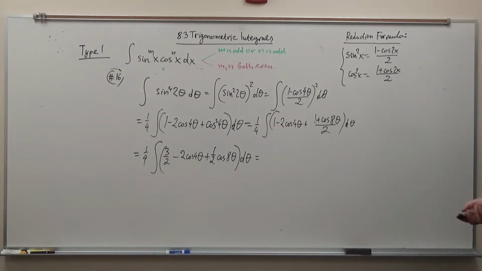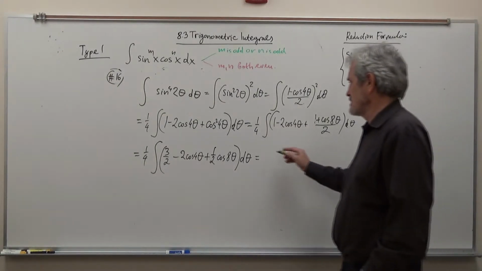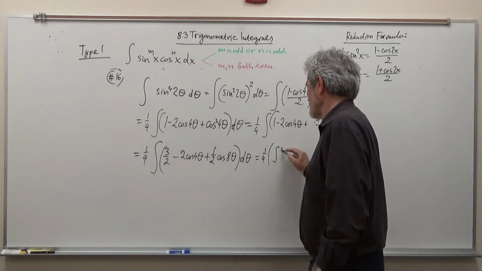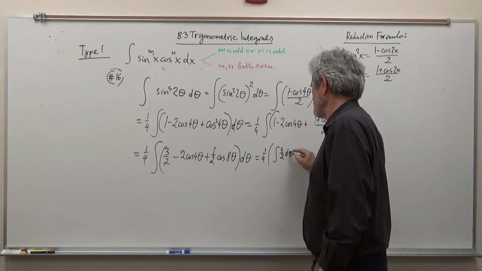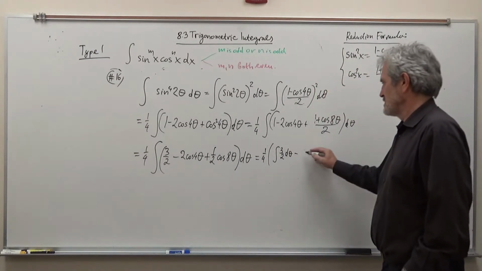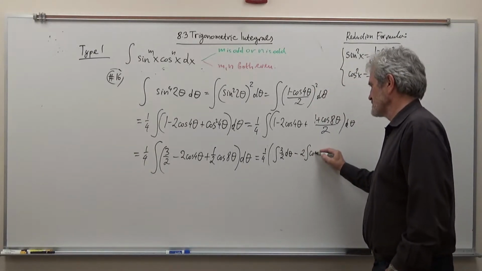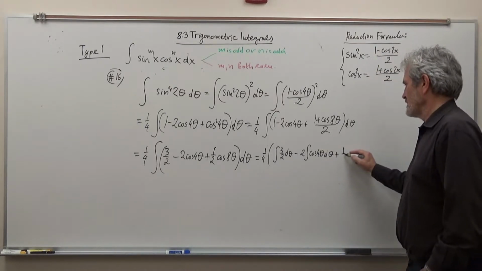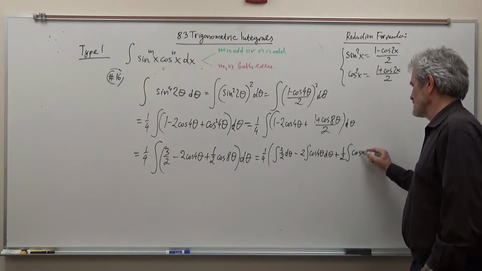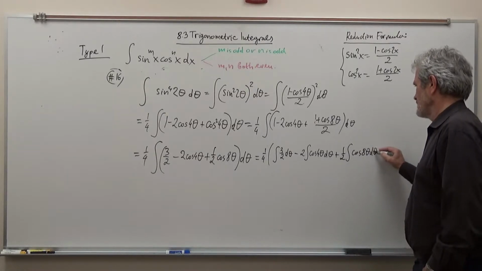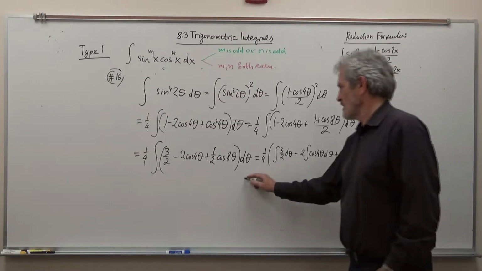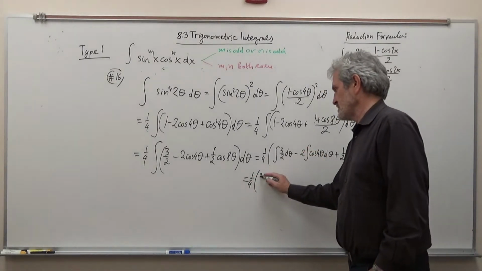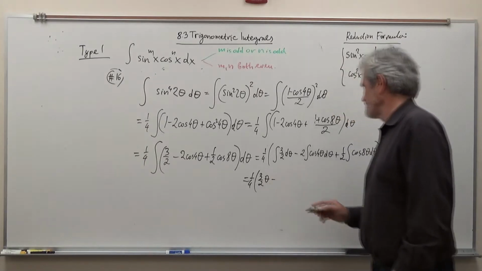And now this is just table integrals with linear correction. So it will be 1/4 times the integral of 3/2 dθ minus 2 times the integral of cosine 4θ dθ, and plus 1/2 times the integral of cosine 8θ dθ. And now the integral of 3/2 dθ is just 3/2 θ.